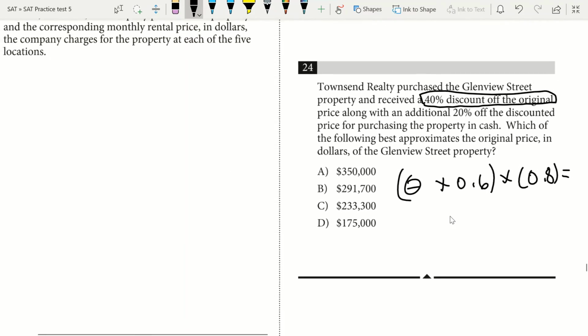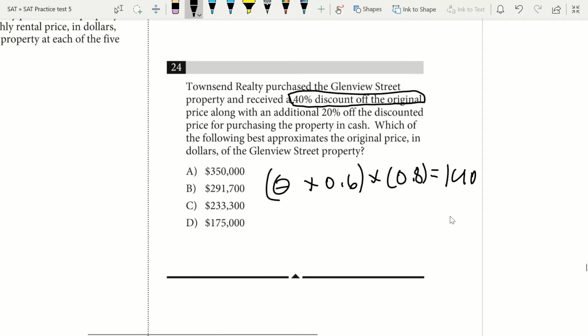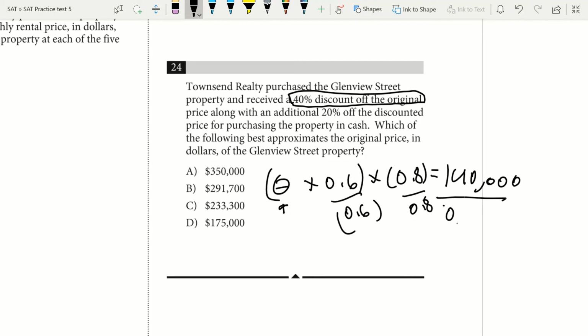All right, so I'm going to move this over so we can see this. So we got $140,000. So now I'm going to manipulate this to solve for my original price. So when I do that, I have to divide by 0.6, and I also have to divide by 0.8. So now I'm going to plug that into my calculator here, and we will see what I get. So I got 140,000 divided by 0.8 in parentheses times 0.6, end parentheses, right? I do that, and I get 291,000 and about 700. So my answer there is going to be B.